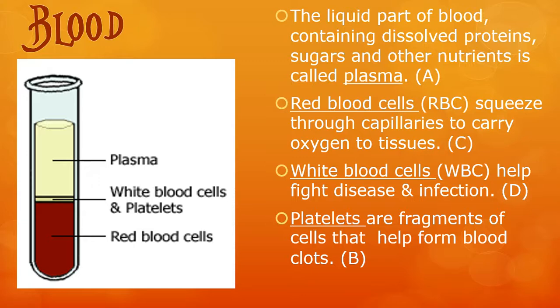Okay, and then we have these little things called platelets, which are fragments of cells that help to form the blood clots when we want them. So for instance, if you've cut yourself, we want the blood to clot then. Because if it doesn't clot, you'll just keep bleeding out and it'll cause a big problem.